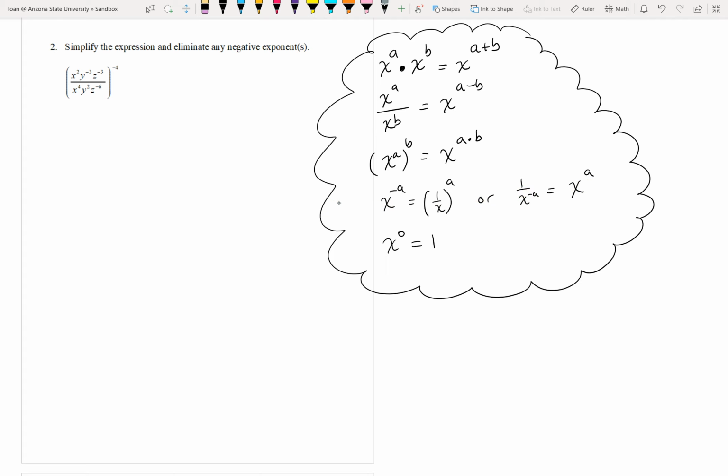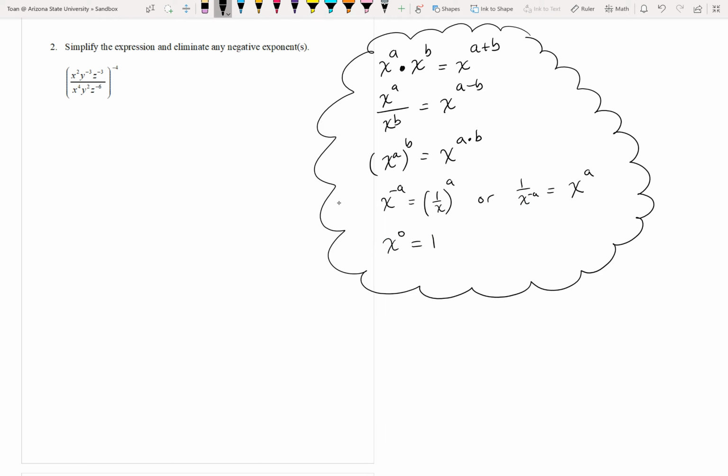In other words, the first bit basically says if you have a term in the numerator that has a negative exponent, you just go ahead and bring that base to the denominator. Or if the guy already in the denominator has a negative exponent, you just bring him up to the numerator. And then lastly, almost anything to the 0 power is 1.